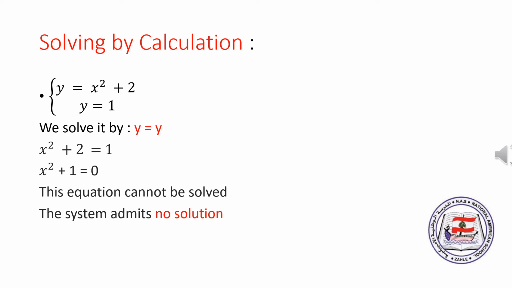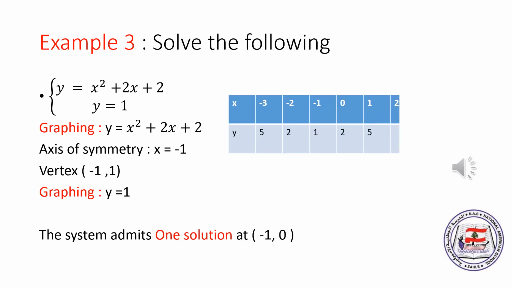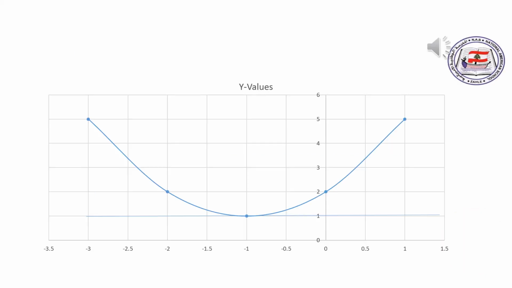Example 3, solving y equals x squared plus 2x plus 1 and y equals 1. By graphing first, we need to graph the axis of symmetry, the vertex, the table, and we need to graph y equals 1. As we can see in the following graph, the straight line y equals 1 cuts the curve at one point, touches the curve at one point, so we have one solution.